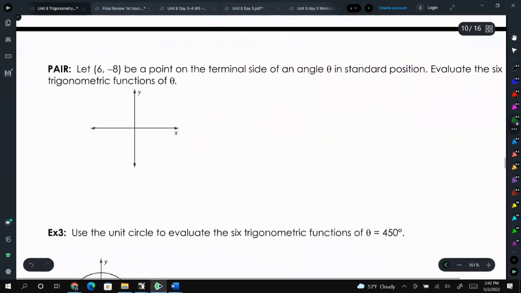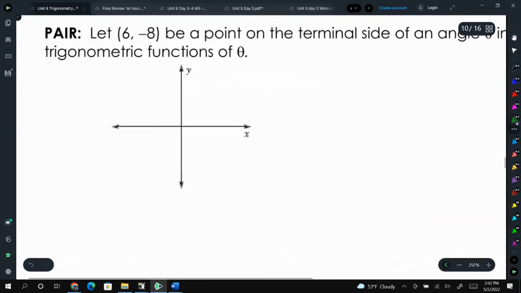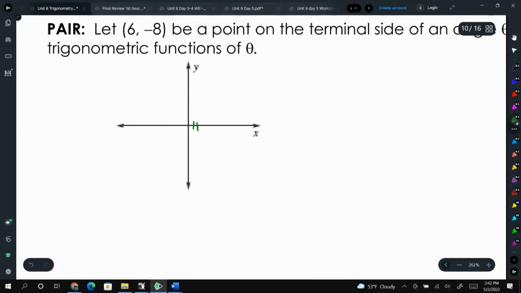Now, on the next page here, we have 6 comma negative 8. So 1, 2, 3, 4, 5, 6. And then negative 8, 1, 2, 3, 4, 5, 6, 7, 8. So here's our point, and this is going to be our triangle. And that's our angle. So if we were to draw this separately, okay, there's our angle we're talking about.